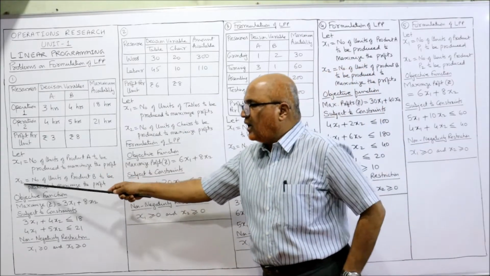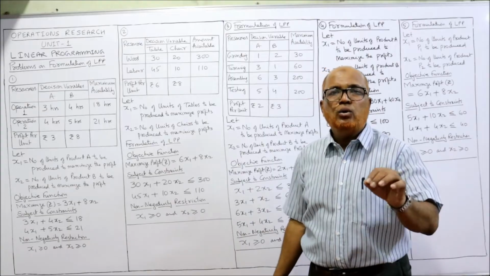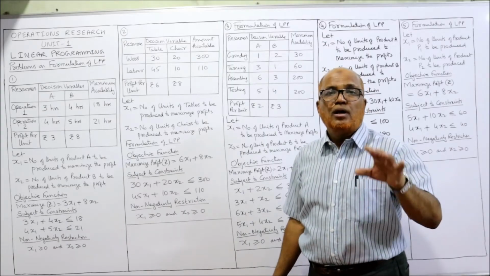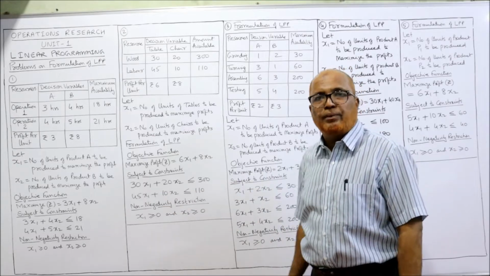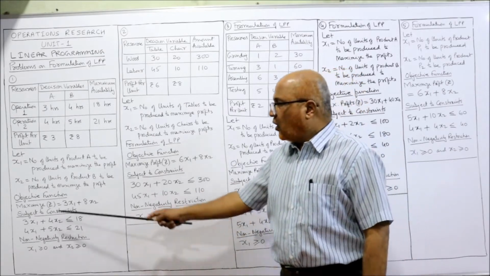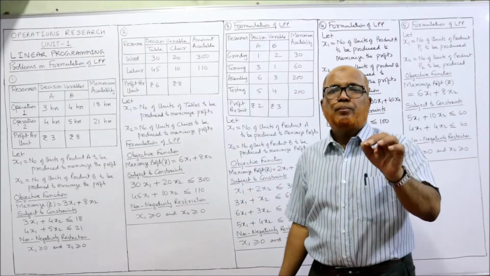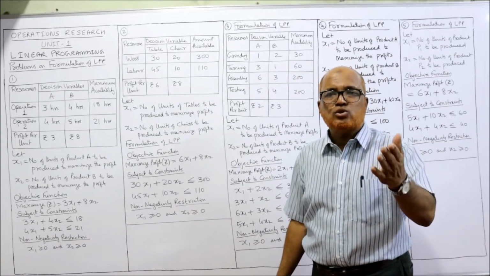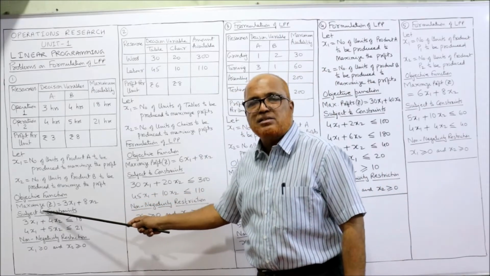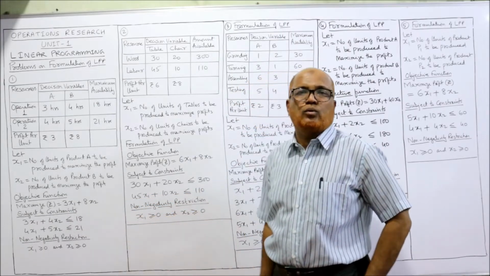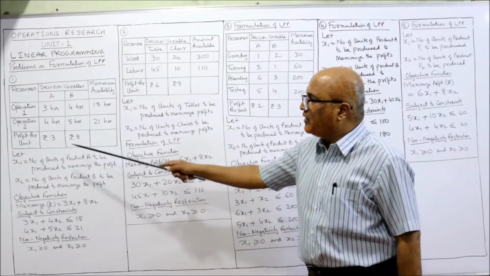So X1 and X2 are the unknown values we have to find out. X1 number of units of A, X2 number of units of B. Now the objective function. When profit is given, our objective is to maximize the profit. So the objective function will be: maximize profit Z is equal to, per unit how much profit are we getting?